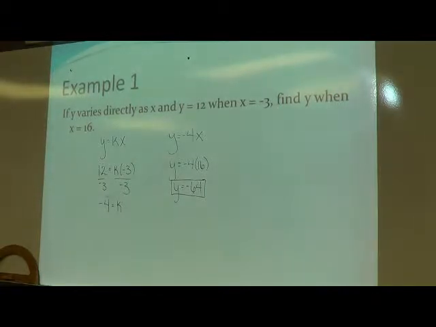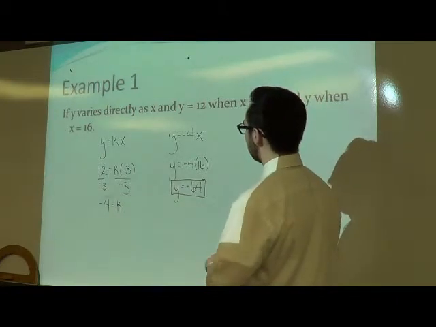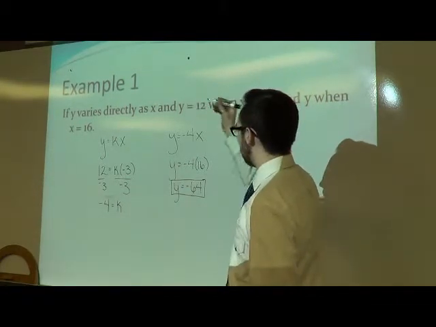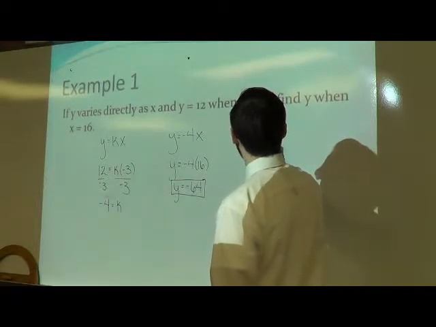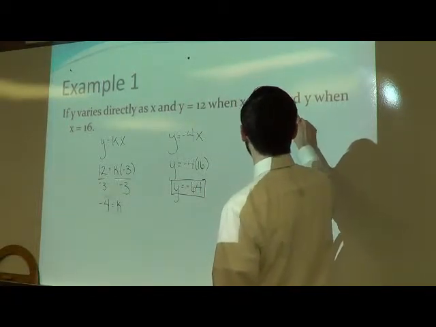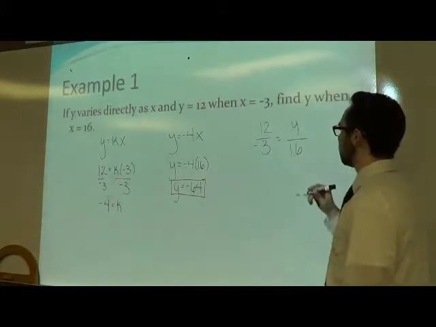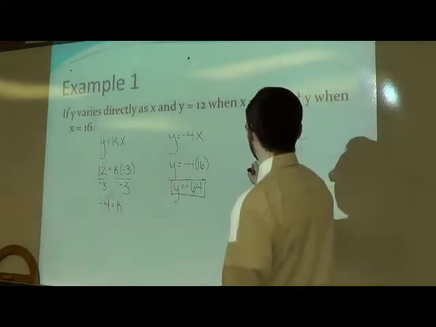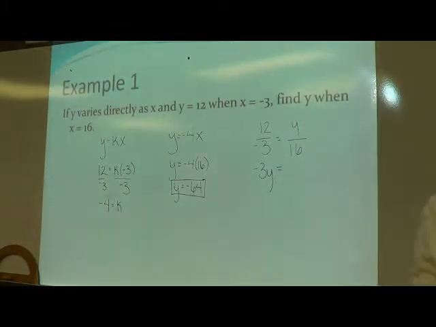The other way of doing it, using those two things down at the bottom, is if you set up both equations at the same time. So you put y over x on one side is equal to, and then we don't know what y is, but we do know what x is. And you could do some cross multiplication here to solve this. You can get negative 3y is going to be equal to 12 times 16.